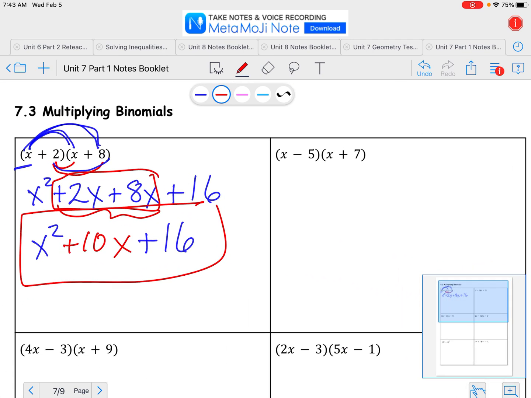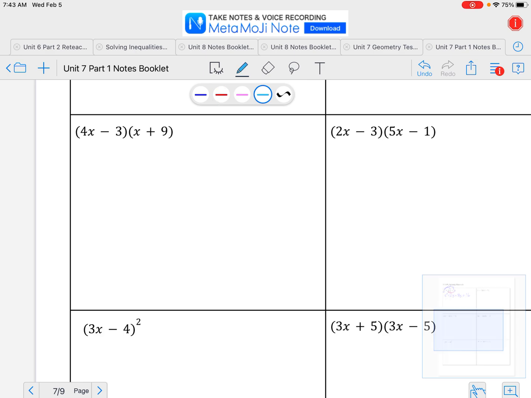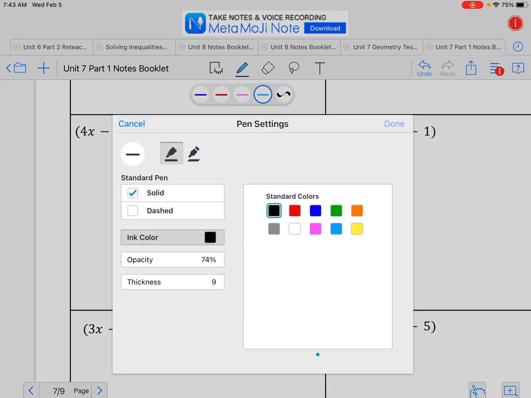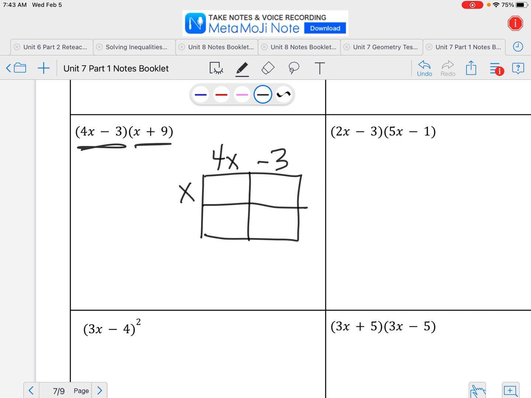Let's do another one, and actually I'm going to go down here. I will show you what's called the box method. We did a box for a monomial times a polynomial. This one would need to be a 2 by 2 box. We would put one parenthesis either on top or down the side. Order on that part doesn't matter. We'd put the other binomial down the side. And then you can just fill in the box.